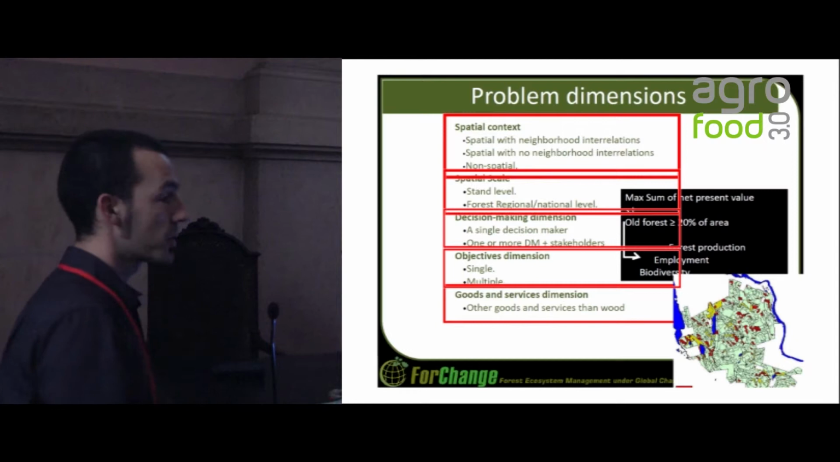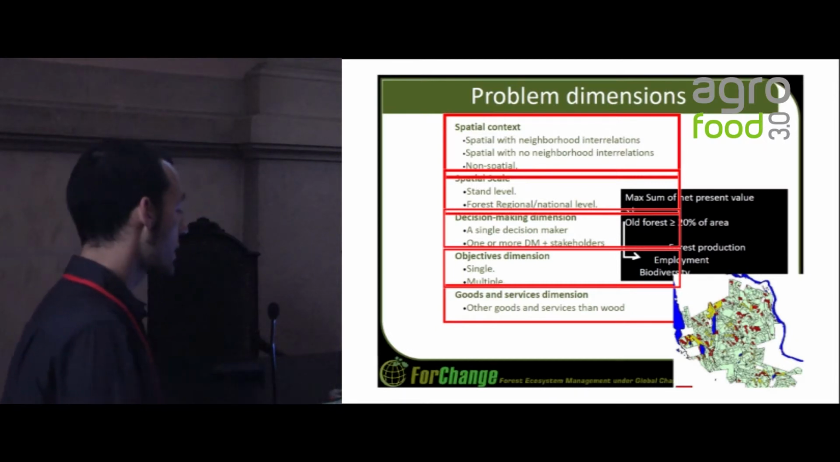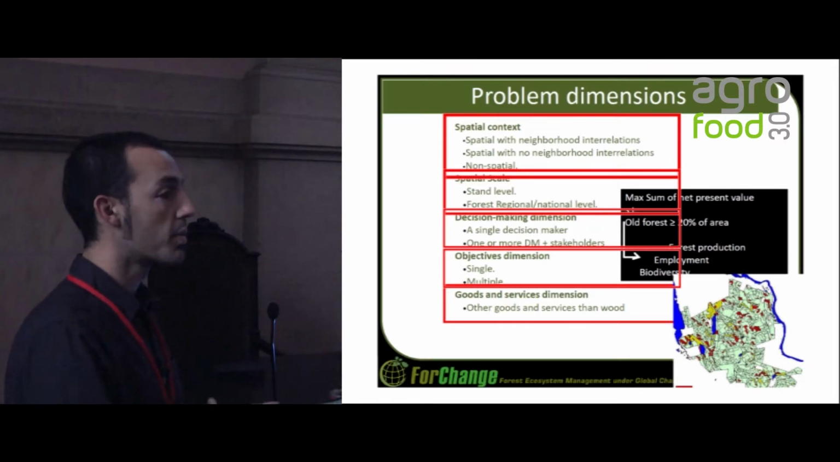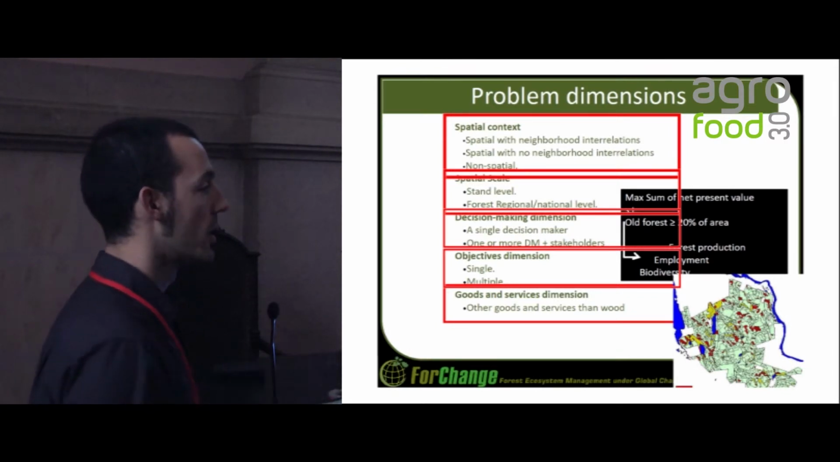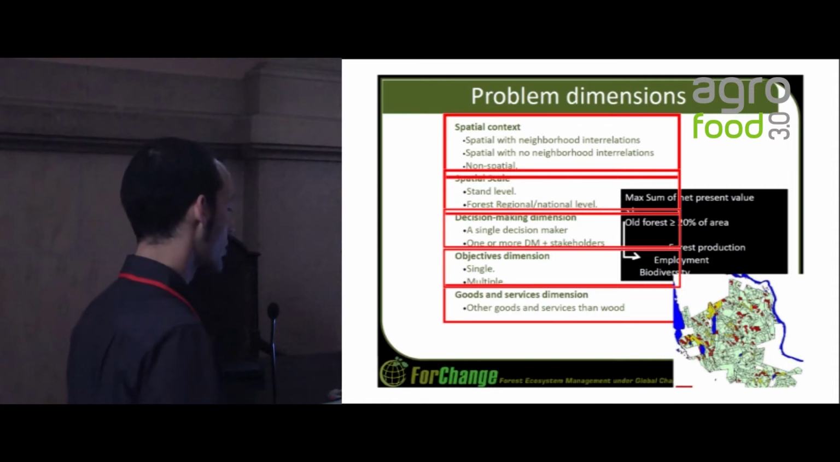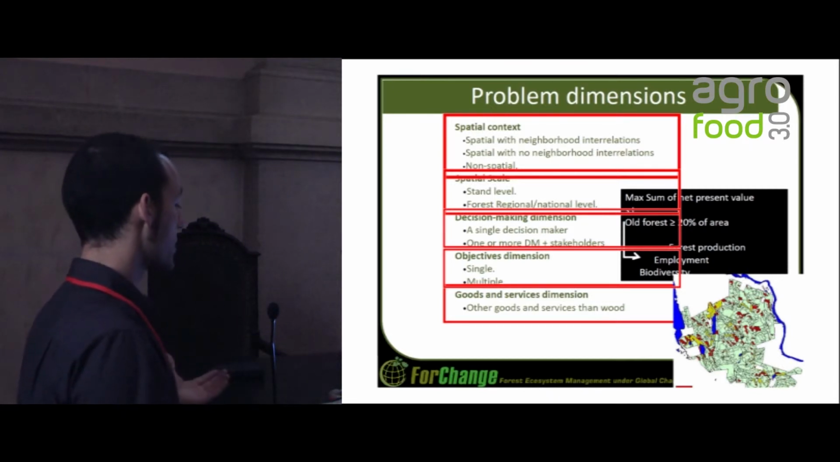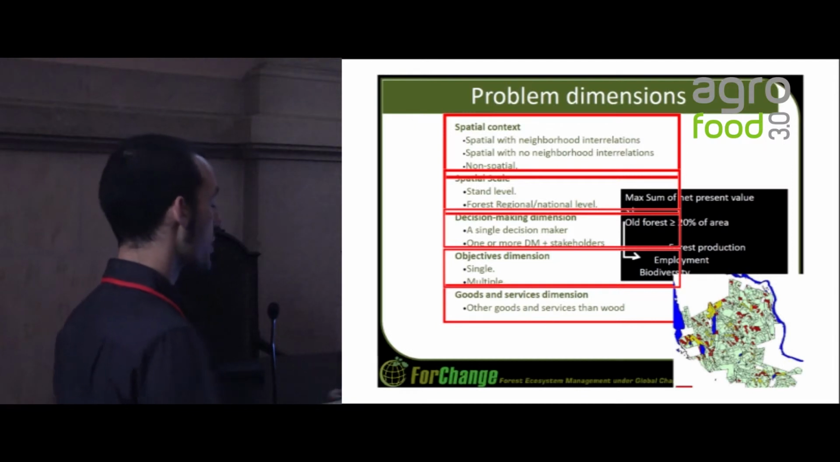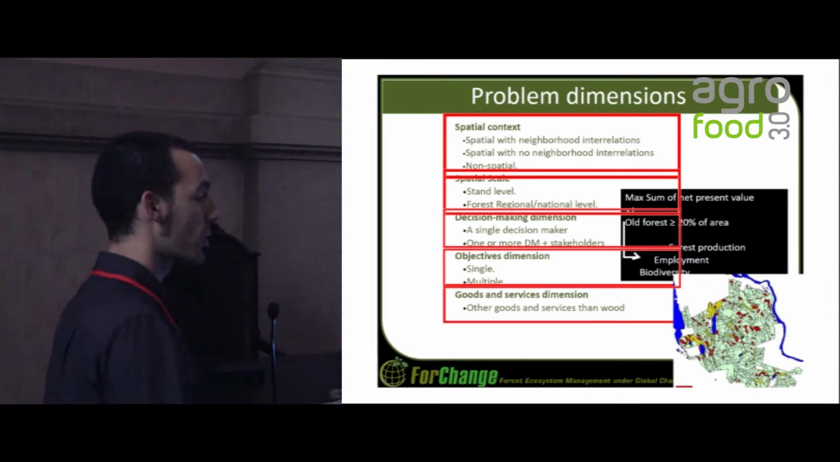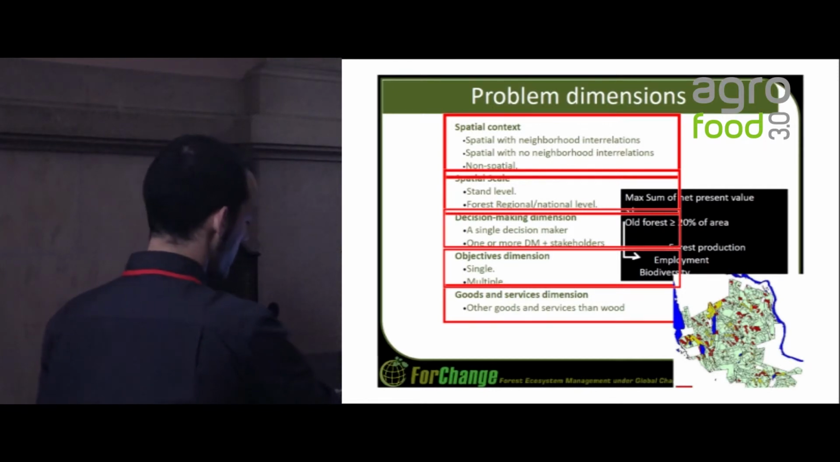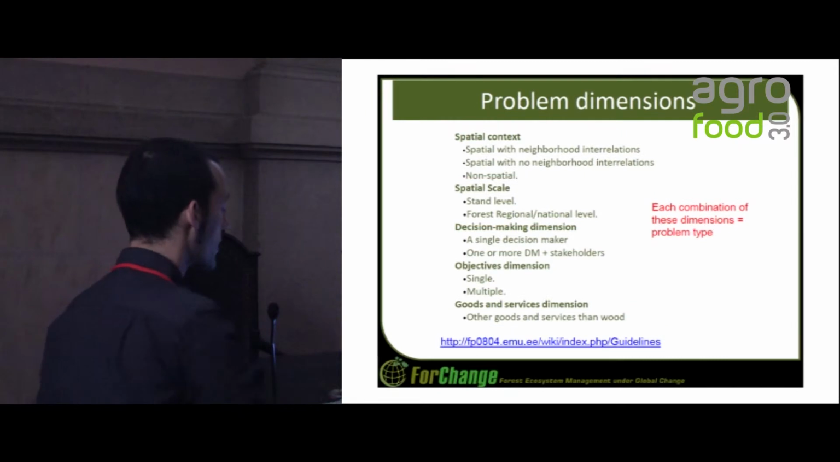The objectives, so if you have a single objective, for example, your objective is producing as much timber as possible, and you don't really care about the other products. And then multiple, when in your planning problem you are addressing multiple objectives like timber production and biodiversity and others. And then the goods and services, like when you are taking non-wood forest products into account, for example.